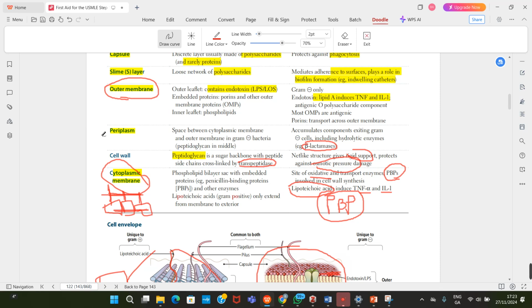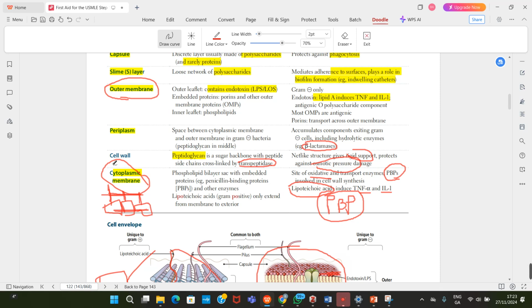The next is the periplasmic space between the outer membrane and the cytoplasmic membrane, where they hide their hydrolytic enzyme like beta-lactamase. The next is the cell wall, which is well developed in the gram-positive, and it helps to offer rigidity and osmotic support, and it is formed by joining the glycan to the peptide. But you need to cross-link the peptide, and you need transpeptidase to do the cross-linking. And the protein that has a transpeptidase activity is penicillin binding protein.